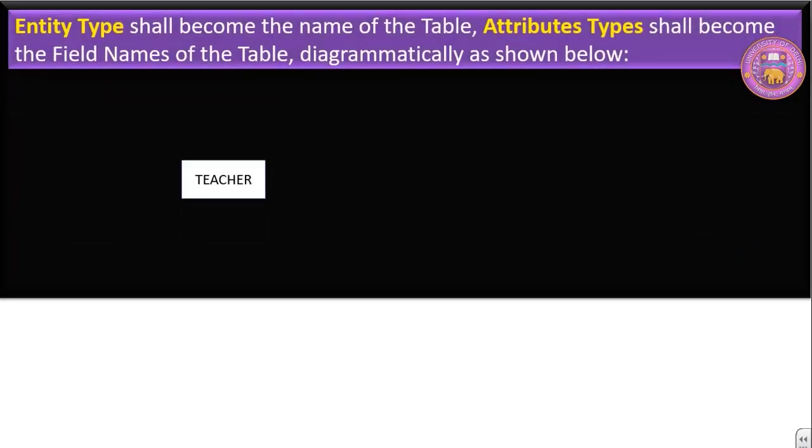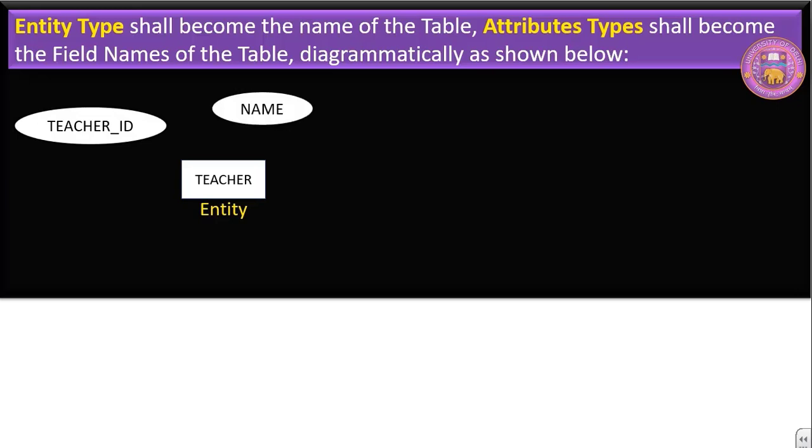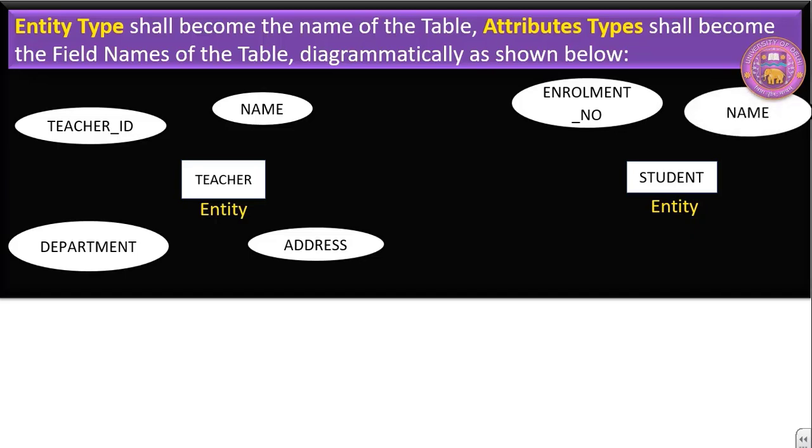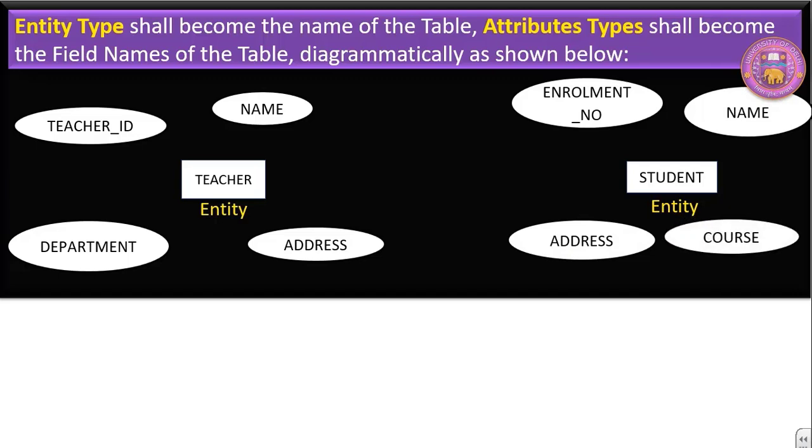Entity type shall become the name of the table. Attribute types shall become the field names of the table diagrammatically as shown below. Teacher. Teacher is the entity type. Teacher ID, attribute type. Name, attribute type. Address, attribute type. And department, attribute type. Student is an entity. Enrollment number is attribute type. Name is attribute type. Address is attribute type. And course is attribute type. We represent it like this.